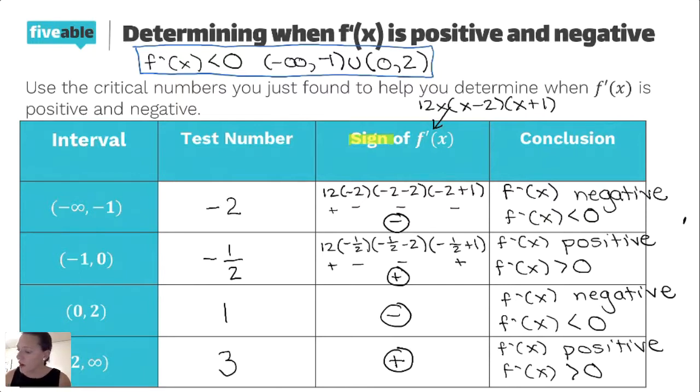Let's do the same thing for where f prime of x is positive, or greater than 0. We've got two intervals we're looking at here. We've got negative 1 to 0, and then union 2 to infinity.